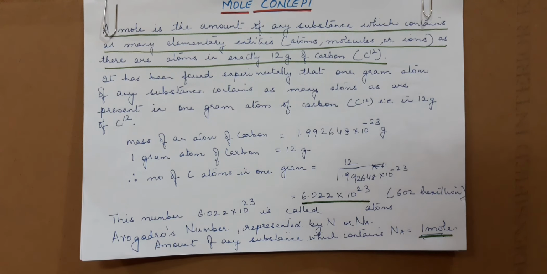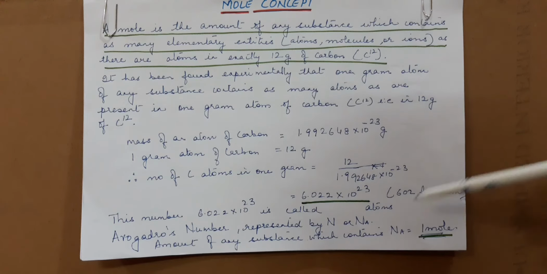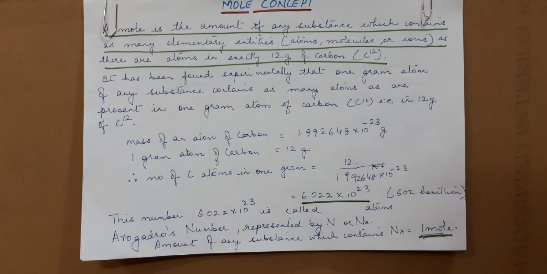So, mole concept, what is a mole? Mole is the amount of any substance which contains as many elementary entities as there are atoms in exactly 12 gram of carbon. And how many atoms are there in 12 gram of carbon? 1 Avogadro's number. That is represented as Na, or in some books you will have it as N. It is 1 mole. So 1 mole of any substance should contain how much? It should contain 6.022 into 10 to the power 23.